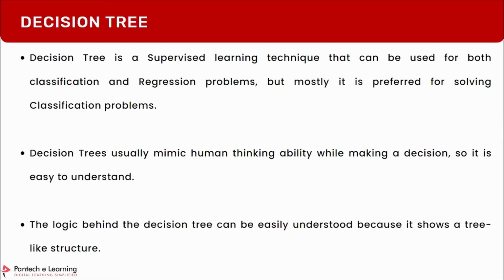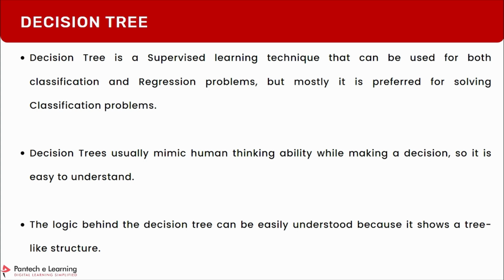It is actually a tree based algorithm. So what is tree based and all, we'll see. Decision tree is a supervised learning technique that can be used for both classification problem as well as regression problem, but mostly it is preferred for solving classification problems. And the decision tree usually mimics human thinking ability. You can use decision tree regressor as well for regression also. And the decision tree usually mimics human thinking ability while making a decision. So it is easy for us to understand how it works.